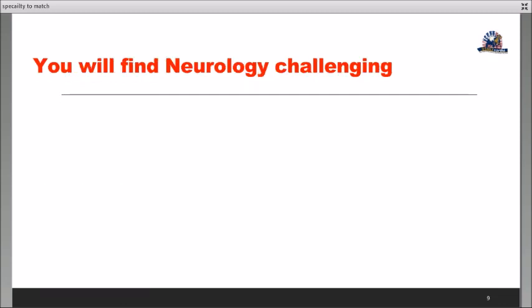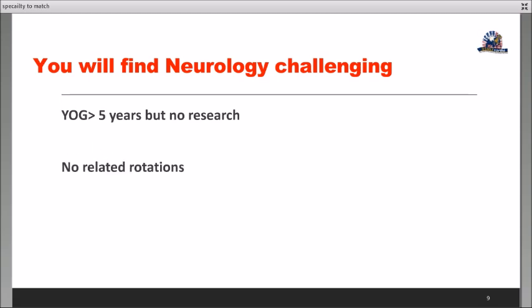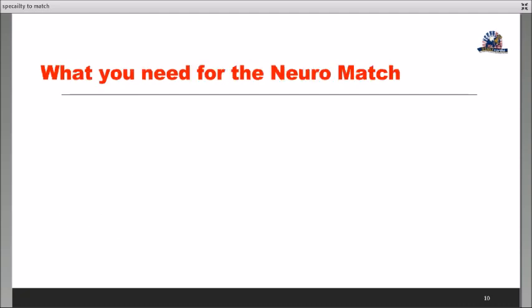Now, which profiles will find neurology challenging? If your year of graduation is more than 5 years but you have no research, that is a definite challenge in neurology. If you have no related rotations, that obviously will come back to haunt you. I think that is obvious. Too much gap, like in many specialties, same in neuro.